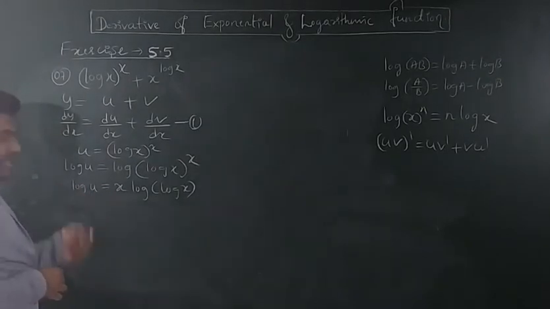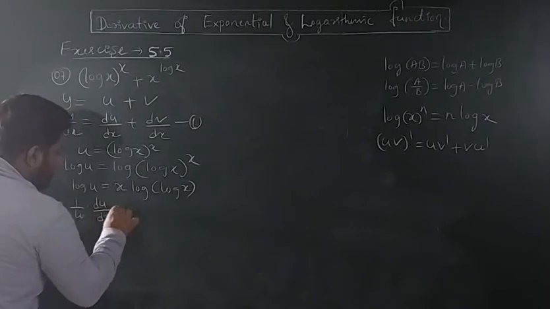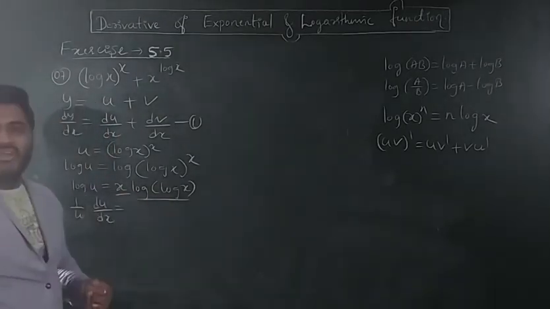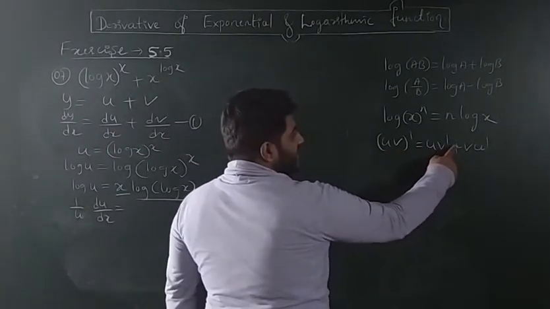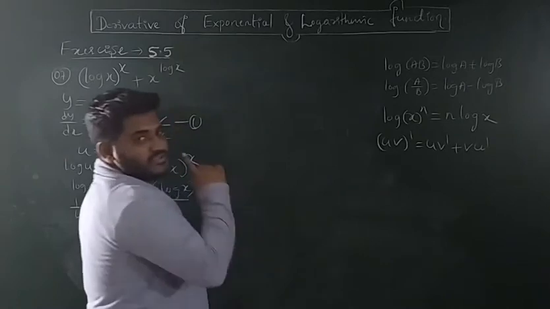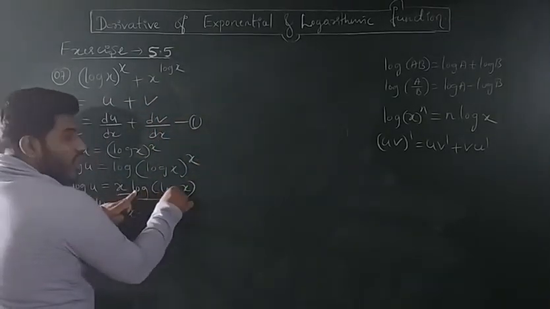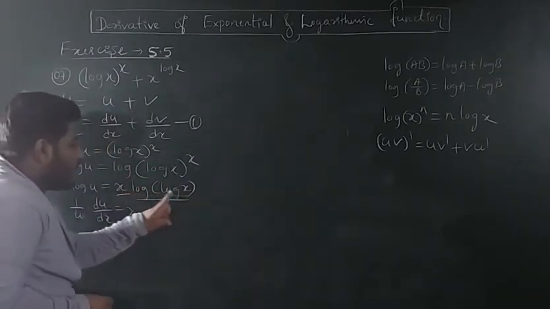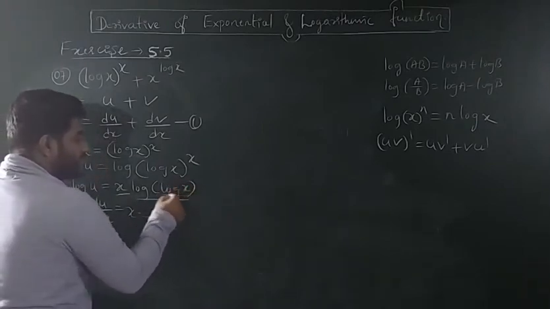So here log u is there, and its differentiation is 1 by u into du by dx. So this is the first term, this is the second term. Again the u into v rule. Which rule? u into v: first function as it is, differentiation of second, plus second as it is, differentiation of first. So the first function is x as it is. Differentiation of log x: treat this as x, so log x differentiation is 1 by x. But here in terms of x, what are we having?